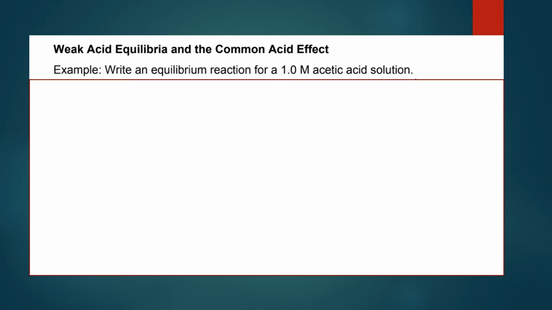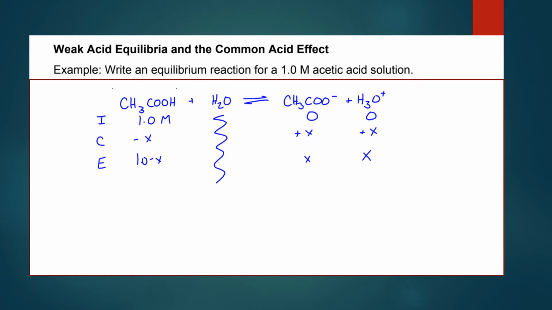So to understand a buffer, we have to understand equilibrium. So here's the first step for creating a buffer. We're going to look at weak acid equilibrium and the common ion effect. So our example here says, write an equilibrium reaction for a 1 molar acetic acid solution. So when I mix acetic acid with water, I get the acetate ion, that's the conjugate base of acetic acid, and I get hydronium ion. Okay, and I can write out an ICE table if I want. I don't actually need one for this particular application.